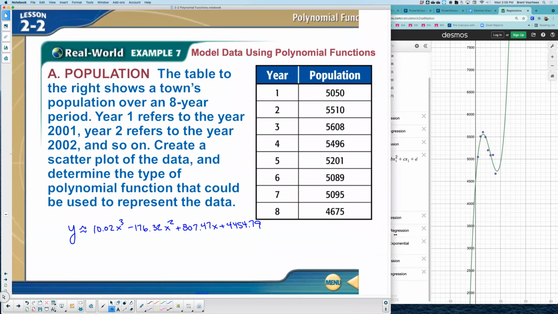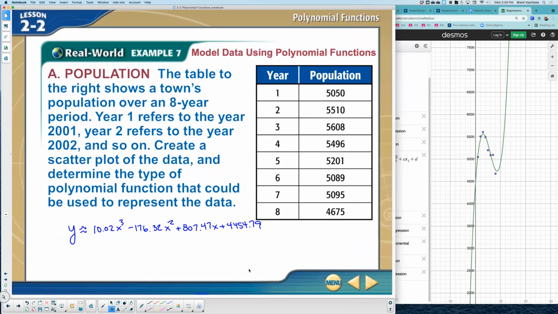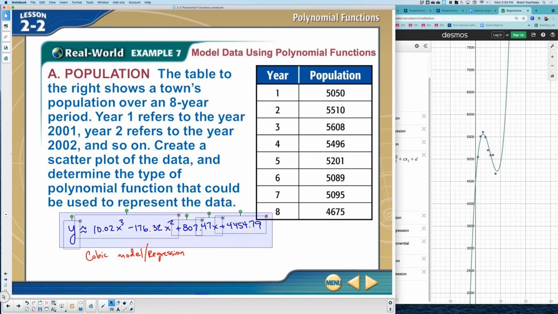So let me just slide this back over a little bit. There we go. And now let's continue on. That was a cubic regression, a cubic model or regression, whichever way you want to think of that. Okay, so part B now. I'm probably going to need that equation, so I'm going to copy all this so I have it.